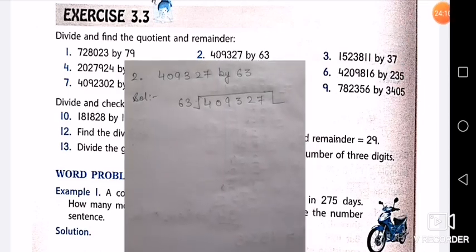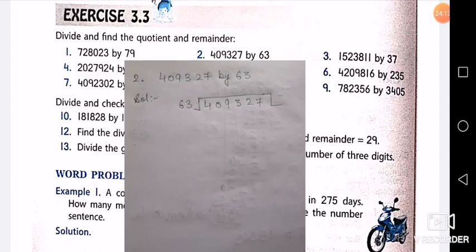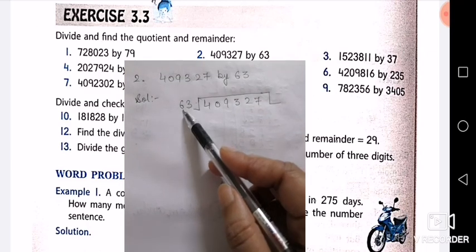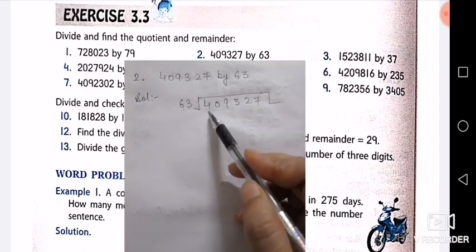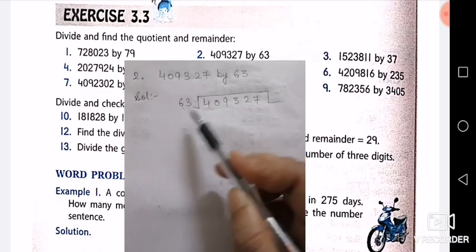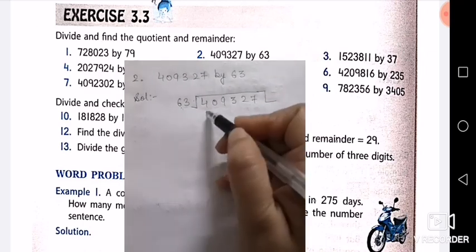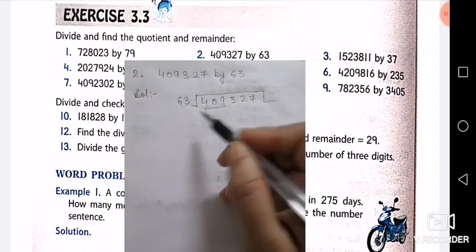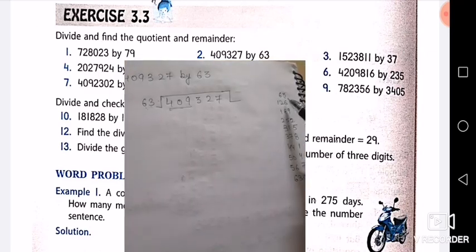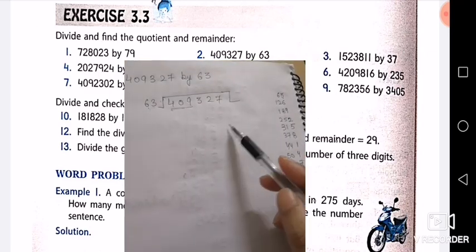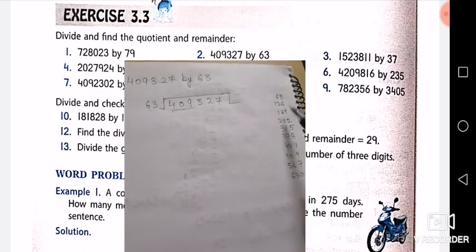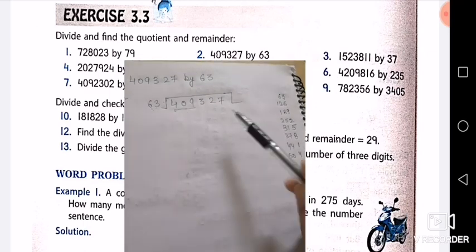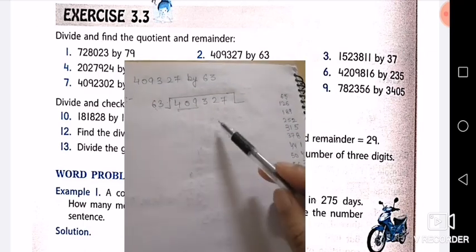So now we'll do question number 2. This question number 2 is again 2-digit division. Now 63 is a 2-digit number. As you can see, the first 2 digits, that is 40, are less than 63. So we are going to take the first 3-digit number, that is 409. Now as I told you, you can write these times. So you can easily see that it will be nearer to 1, 2, 3, 4, 5, 6, 6 times of this number. So we'll write 6 times.